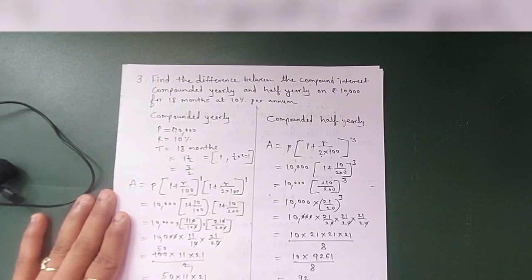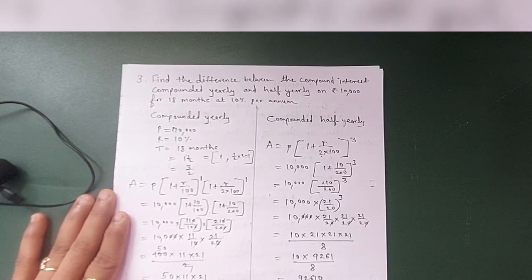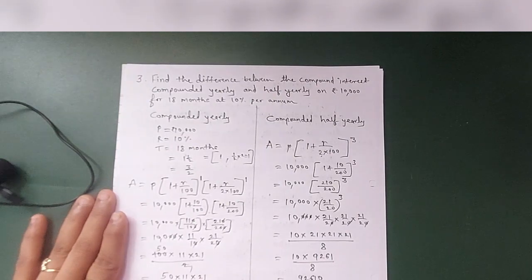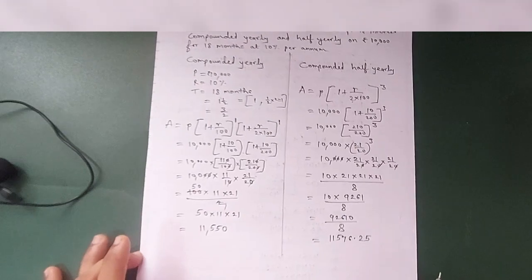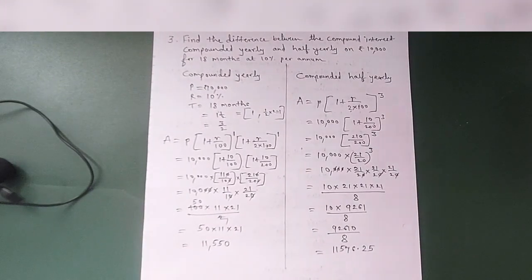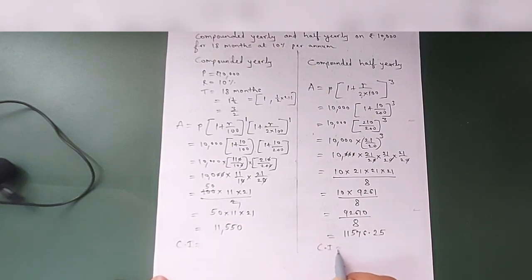So 92610, because it is multiplied with 10, so same number as it is, and 0 you will place here, and then you have to divide it by 8. So when you do this calculation, you will get the answer 11,576.25. Okay, sorry, I have to find out here CI is equal to, and here also CI is equal to.